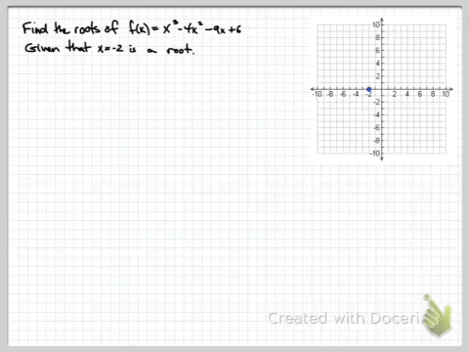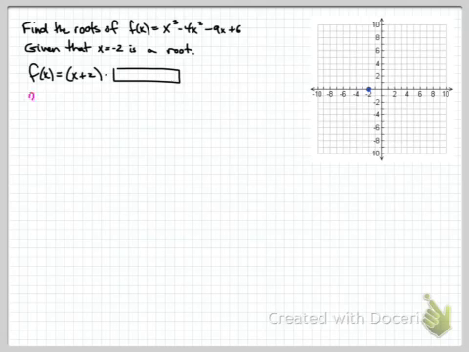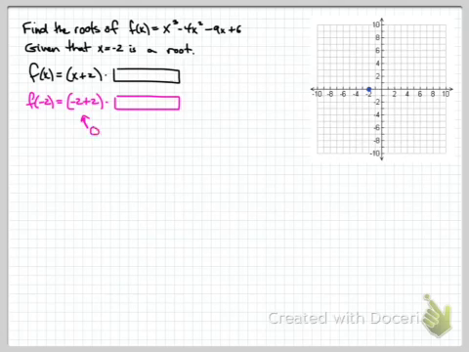Well, here's my claim. Knowing that x equals -2 is a root, I claim that we can rewrite our function f of x as x plus 2 times something. Why? Well, if we were to plug x equals -2 into this function, we'd have -2 plus 2 times something. Well, right here, that's going to be 0. And 0 times anything is 0, so that confirms that x equals -2 is indeed a root of our function f of x.